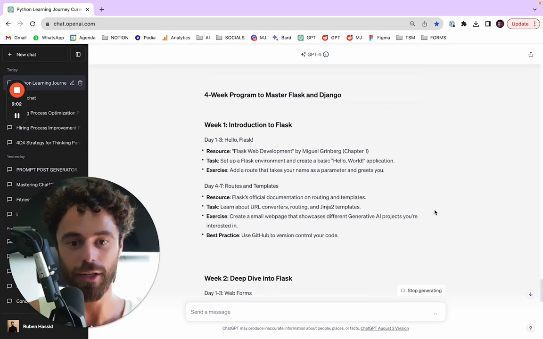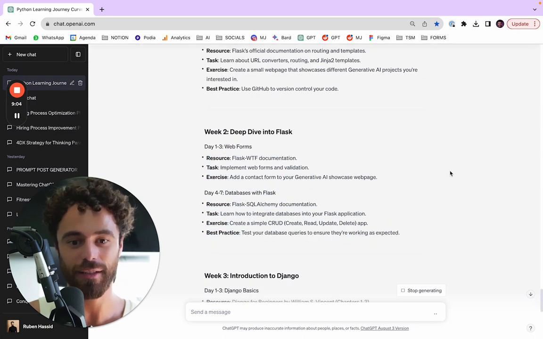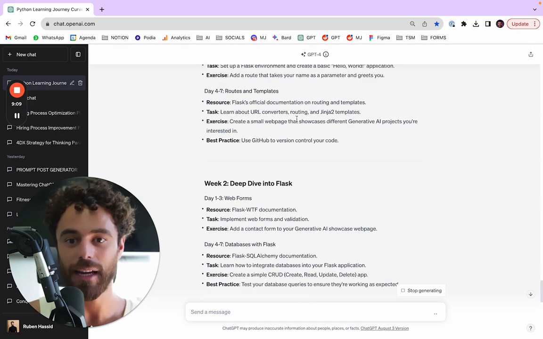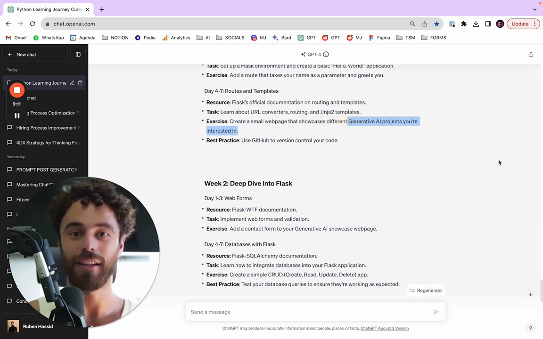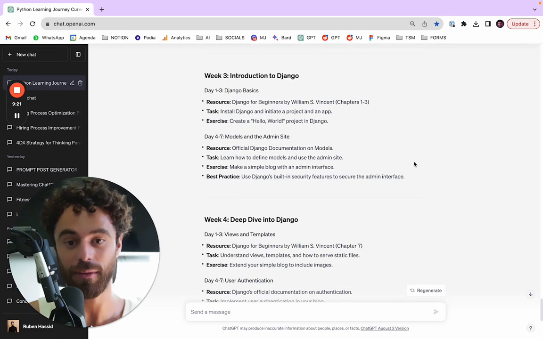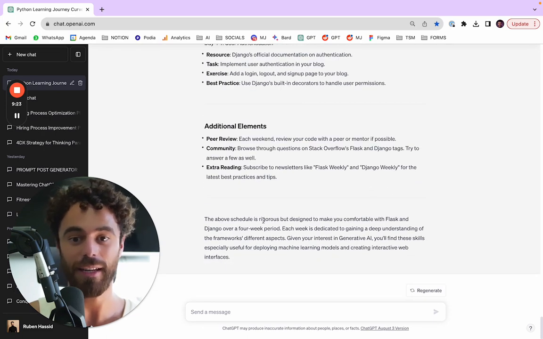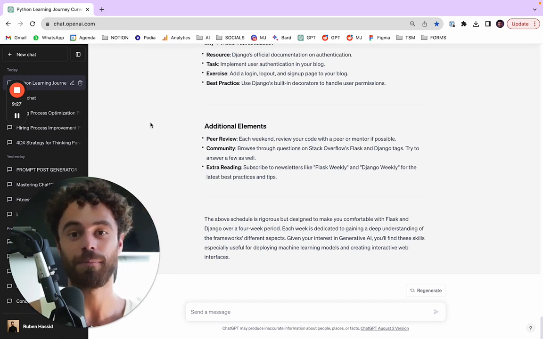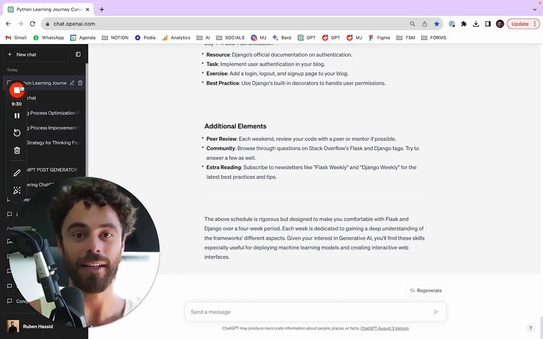Wow, it's really going through the weeks. You even have exercises, best practices, and it even remembers that you want to do it for generative AI, and you should probably go on GitHub, which, yes, you should probably do that. CRUD, I don't know what this is. But that's key. Now you can have a personal teacher for anything you'd like to learn.